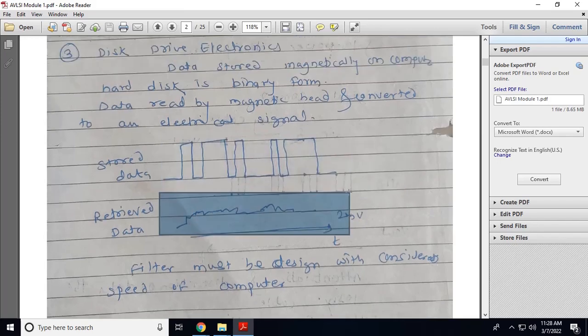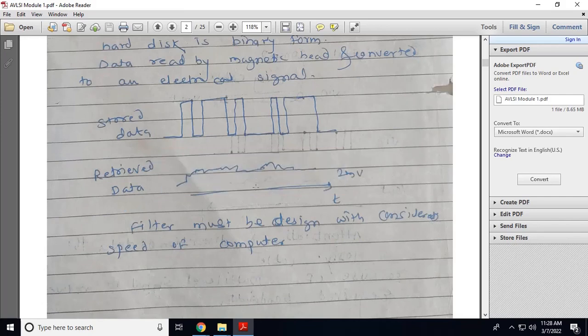You store the data magnetically on the computer hard disk in a binary form, and when the data is read by the magnetic head and converted into an electrical signal, this is the received data and this one is the stored data. You receive a noisy signal, so you require a filter. The filter will remove the noise, the unwanted part. You have to design the filter such that you consider the speed of the computer.